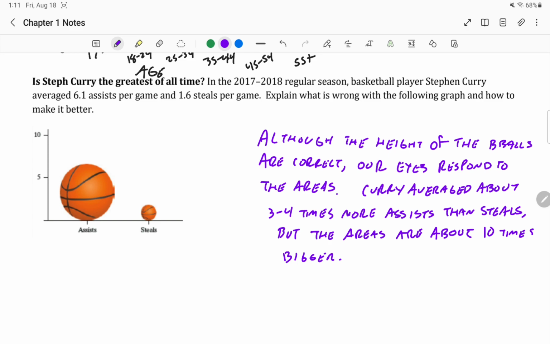It also says, how would you make it better? Represent each with equal length bars or equal width bars. Right? You want to highlight the thing that you're trying to show, in this case, how many assists versus steals. And so everything else should be the same except for that one bit that shows the difference between assists and steals. Okay? So there you go.